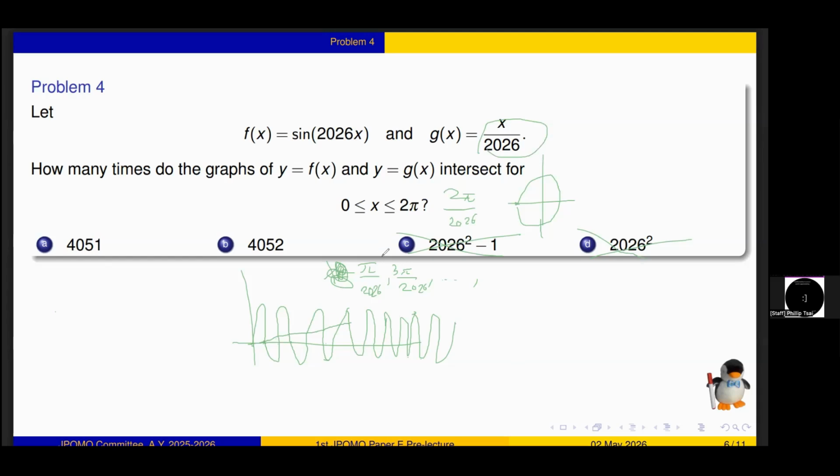Since x over 2026 is very close to zero, 2 pi over 2026 is also very close to zero. So we actually know that the last time they intersect is only due to the domain given, not because g of x becomes greater than one.